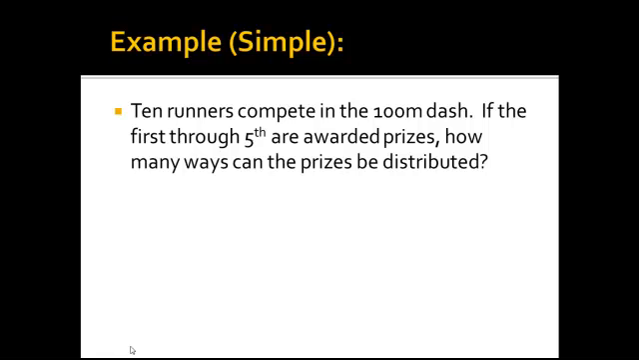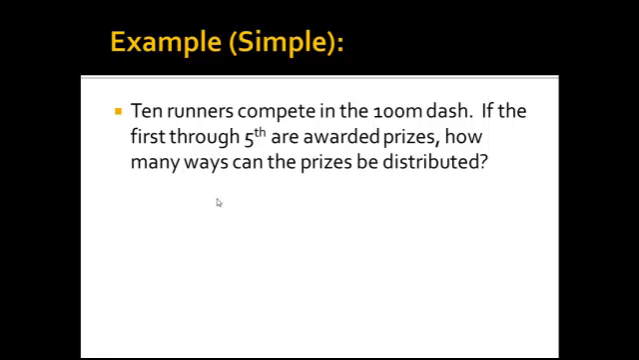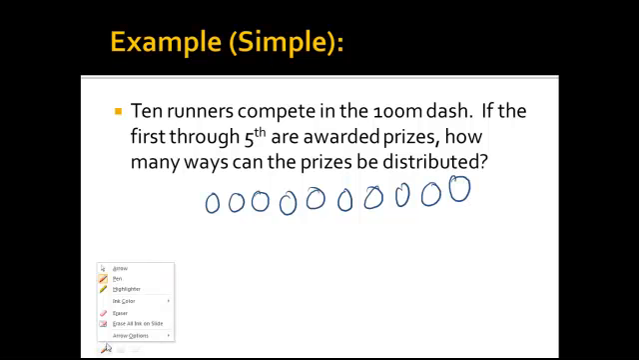Here's an example of a permutations problem. 10 runners compete in the 100-meter dash. If the first through fifth are awarded prizes, how many ways can I award the prizes? Suppose I have 10 runners, and I'm going to assign first through fifth. I'm just going to choose them at random. We'll say first, second, third, fourth, and fifth outside lane.